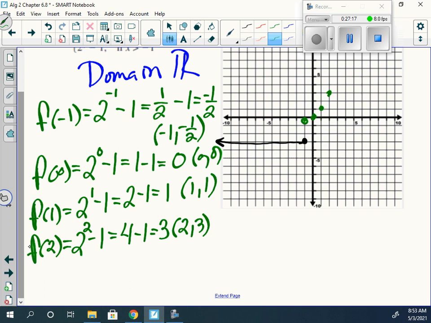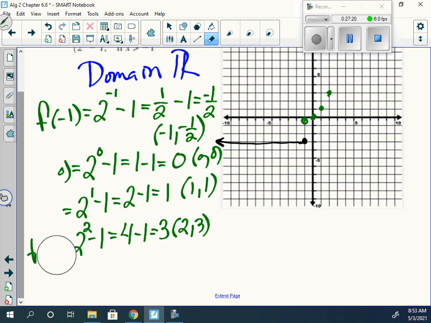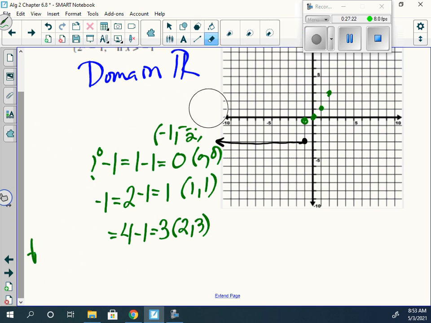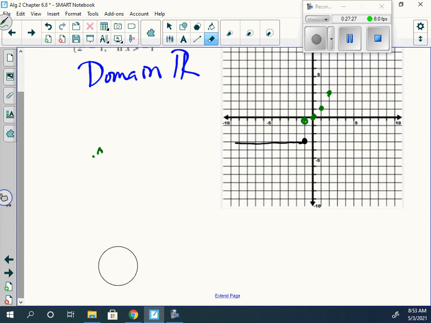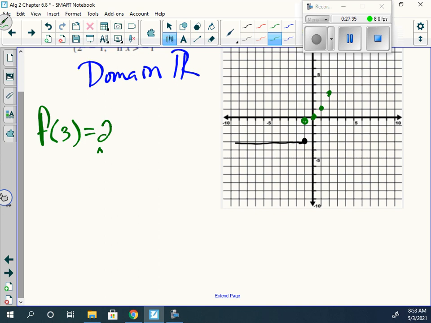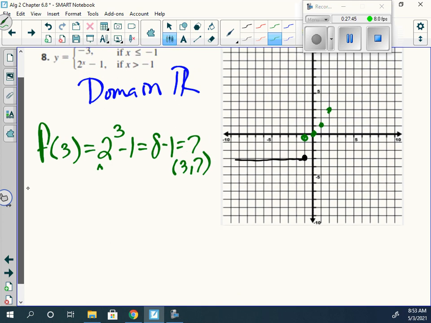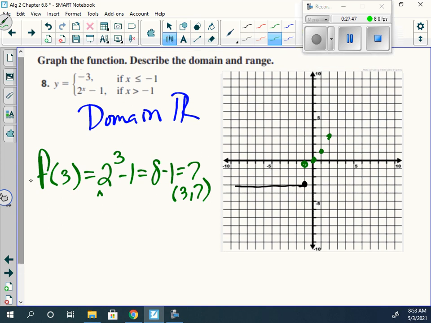I'm going to do one more. I'm going to erase this here so I can look at one more. Let's do f of 3. Well, that'd be 2 to the third minus 1. Well, 2 to the third is? Minus 1 is? Yep, let's go this a little bit. 3, 7. 1, 2, 3, 4, 5, 6.